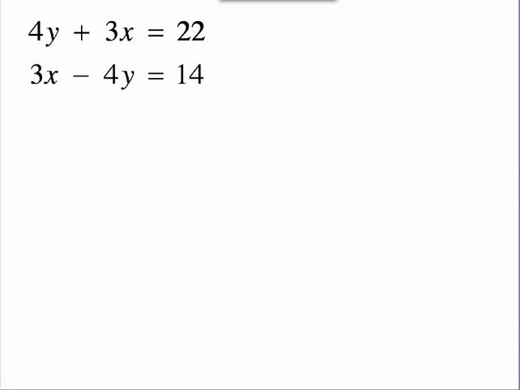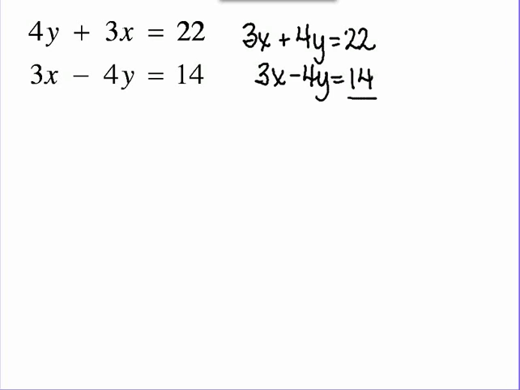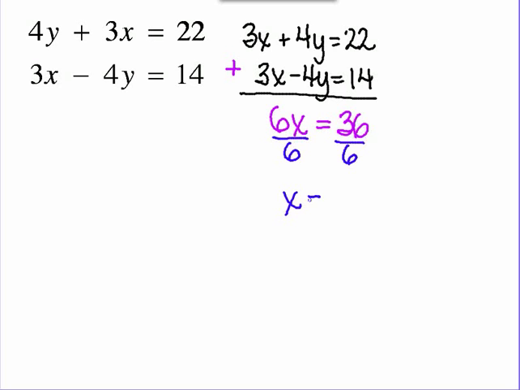So what I need to do is rewrite the equations, and I'm going to rewrite my top equation so that x comes first. My bottom equation I'm going to leave alone. And now, what happens if you add them together? What do you get? 6x. What happens to the y's? They're gone, and that equals 36. What do you do now? Divide by 6. So what does x equal? 6.